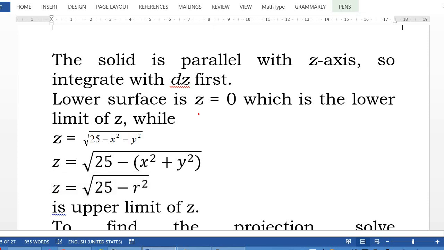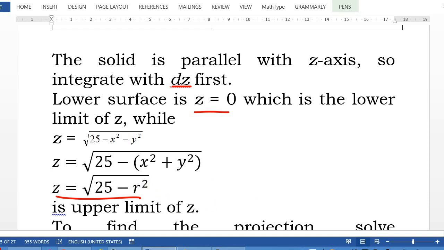So the bottom surface is z equal to 0, and the top surface is z equal to square root of 25 minus r squared, because the hemisphere is parallel with the z axis. So you integrate with dz first. The lower surface is on the xy plane, z equal to 0, which is the lower limit. The upper limit is from the hemisphere equation, z equal to square root of 25 minus r squared.